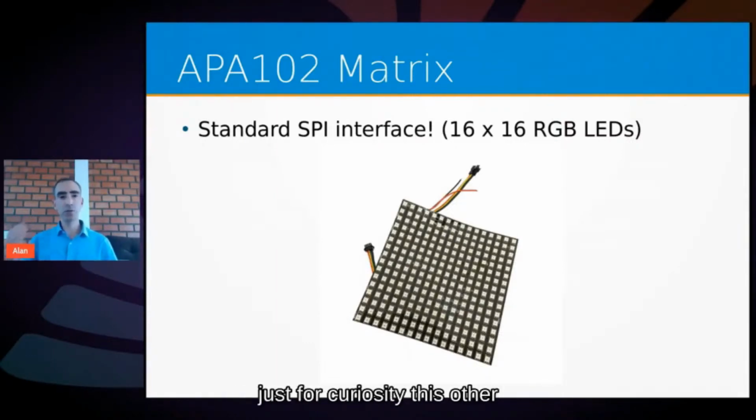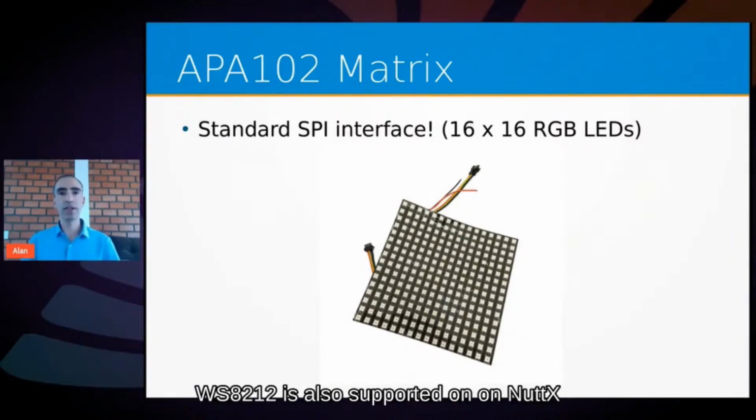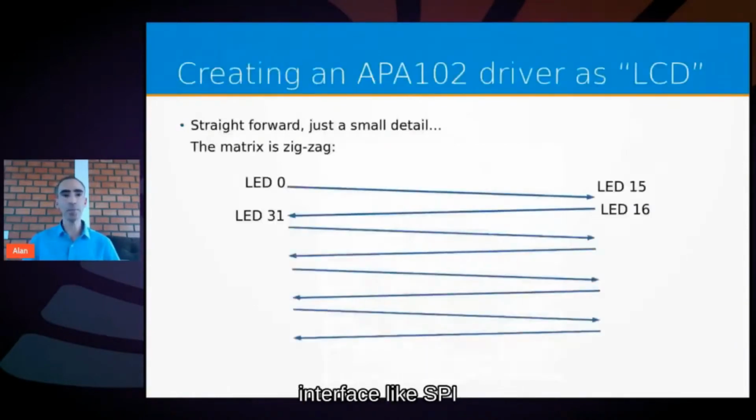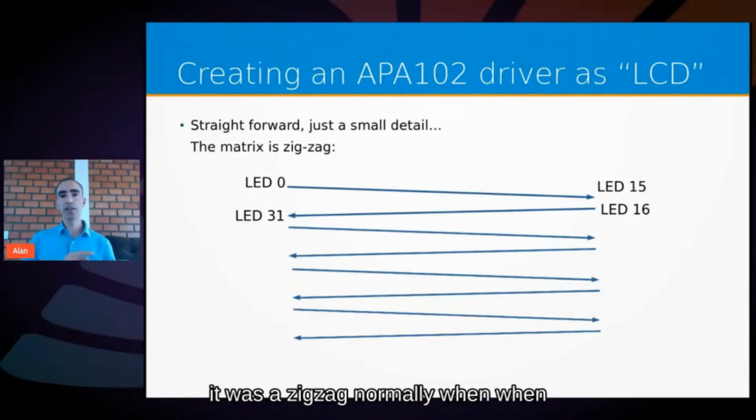Just out of curiosity, the other low-cost RGB, the WS2812, is also supported on Nuttx, but I don't like to use this kind of timing to control the device. I prefer to use a standard interface like SPI. So the driver was very straightforward to implement, except that it was zigzag.